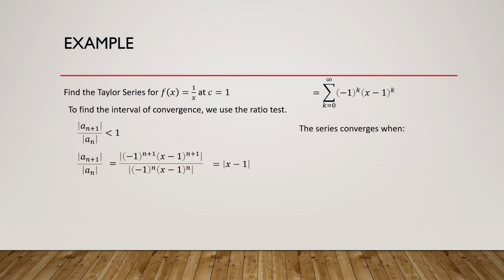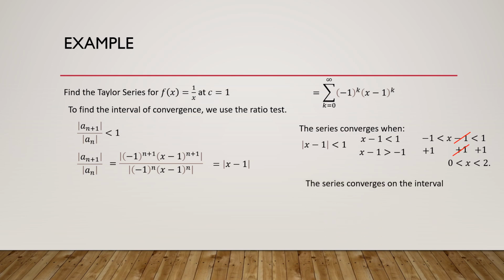Therefore, this series converges when the absolute value of x minus 1 is less than 1. We next solve the absolute value by splitting it into the two equations x minus 1 is less than 1 and x minus 1 is greater than negative 1. From this, we can construct the compound inequality negative 1 is less than x minus 1 is less than 1. Add 1 to the center to cancel the minus 1, then also add it to both sides to get 0 is less than x is less than 2. This means the series converges on the interval described by the compound inequality 0 is less than x is less than 2.